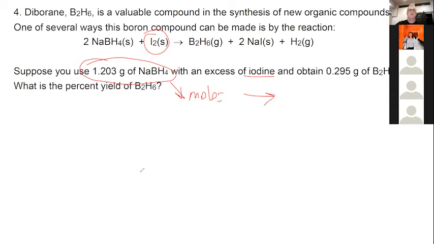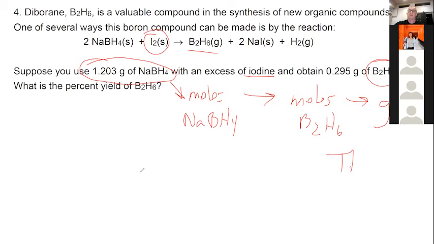Figure out how much product you would get using the molar ratio, and convert it to grams. So take moles of sodium borohydride, convert that to moles of diborane, which is our product, and convert that to grams. That's our theoretical yield.